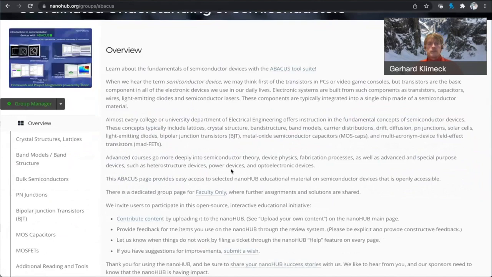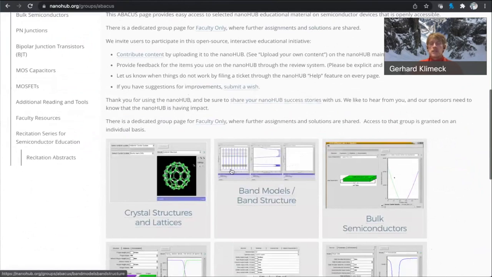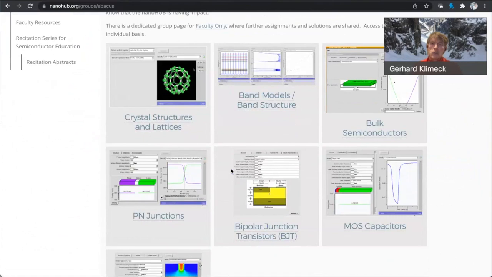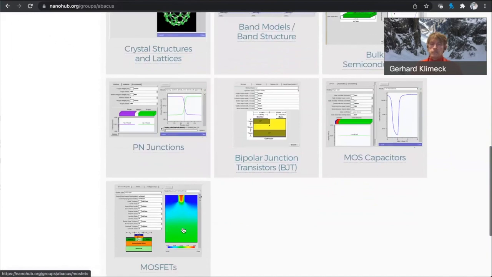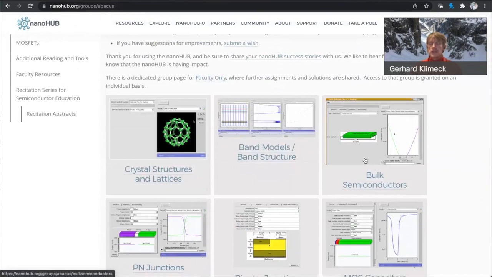So what is ABACUS? It really embeds a bunch of tools that are available on NanoHub that allow for a one-stop shop, so to speak. If you're teaching semiconductors, you probably cover crystal structures and lattices, you cover band structure and band models, you probably deal with bulk semiconductors, PN junctions, possibly bipolar junction transistors, MOS capacitors, and MOSFETs. So each of these is really a concept that is typically taking a week or a week and a half in a typical 15-week semester course.